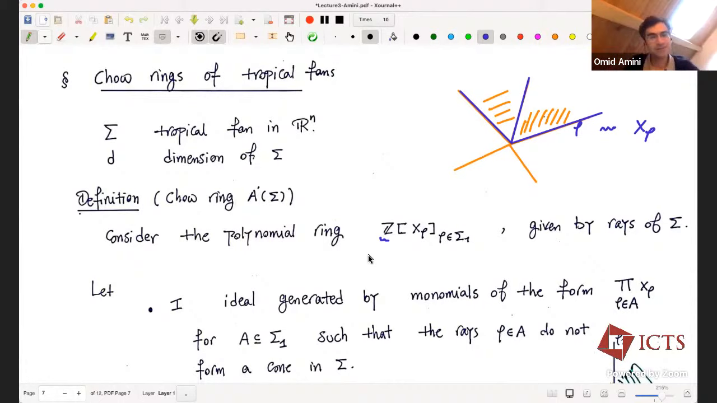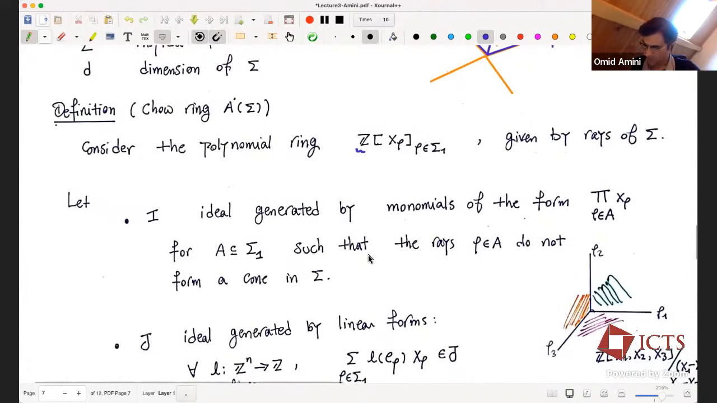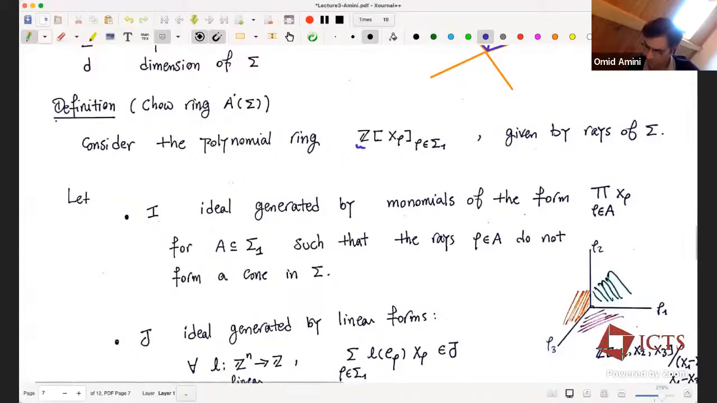And then you put a set of relations which are naturally coming from the combinatorics of the fan, and also from the geometry of the fan, how the fan is embedded inside R^n. There will be two sets of relations that you put. First of all, you define this ideal I. This is the ideal generated by the monomials of the form product of x_rho, the variables associated to rays, indexed by some subset A. This subset A is a subset of the set of rays, and the requirement is that these rays do not form a cone inside sigma.